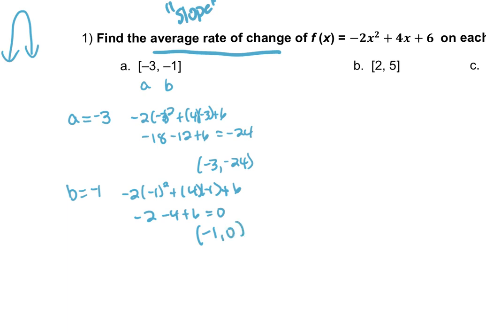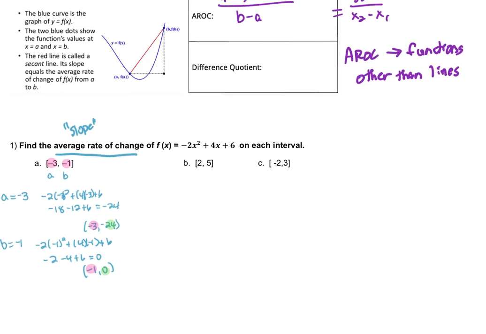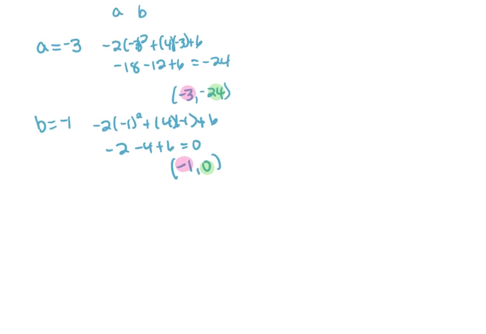So think about where these values came from. This is telling us our first x and then our second x, right? That's what those numbers are. We plugged in to come up with what our corresponding y values are. And now we're going to go through the process of doing AROC, or average rate of change. So we're just going to plug in and do our slope formula. So let's do that. We want to do -24 minus 0 all over -3 minus -1.